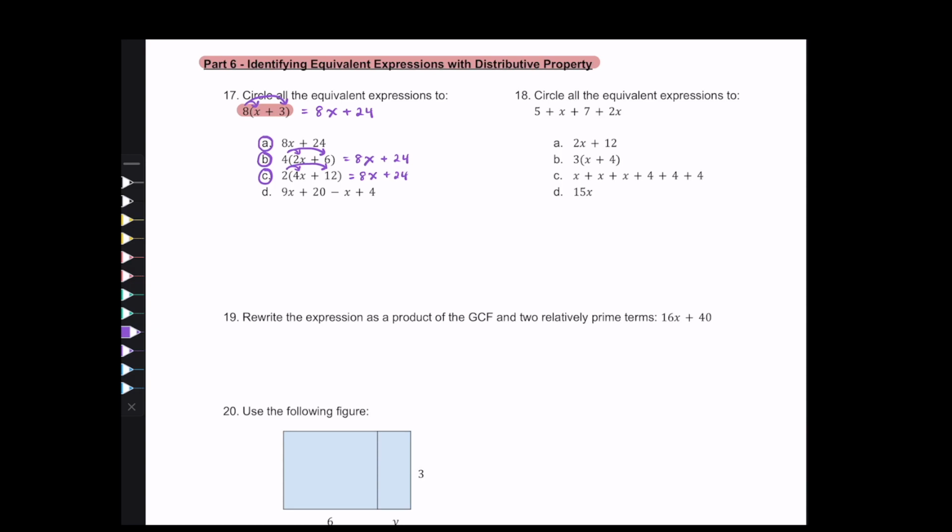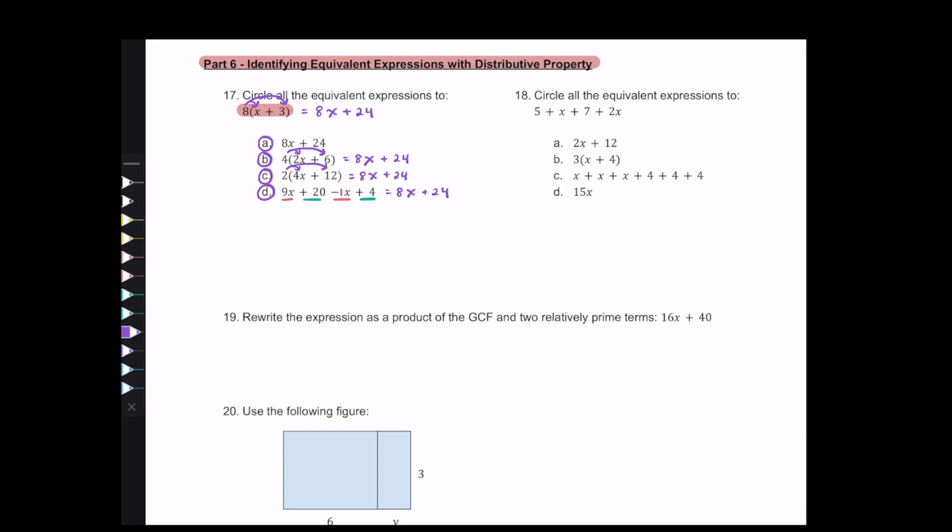So for this one, we can't do any distributive property, but we can combine like terms here. If we take this 9x and take away this 1x, don't forget that invisible 1, 9 minus 1 is going to be 8. So that's going to be equal to 8x if you combine those like terms with each other. And then if you combine this positive 20 and positive 4, 20 plus 4 is going to equal 24. So look at that. That's actually the same thing as well.